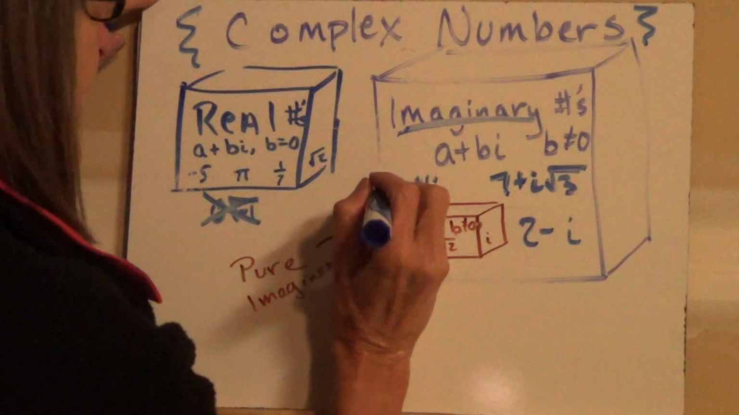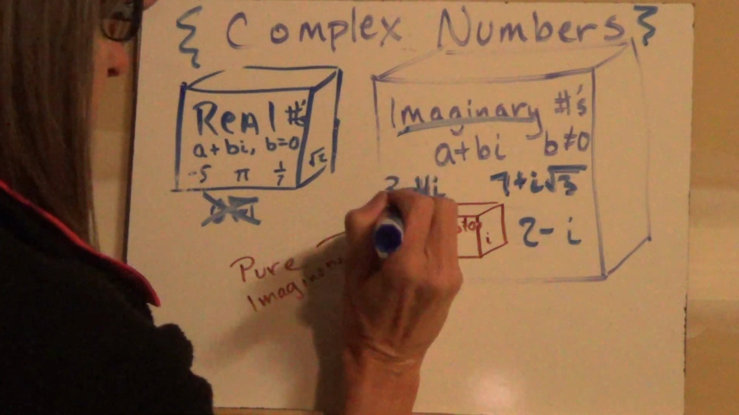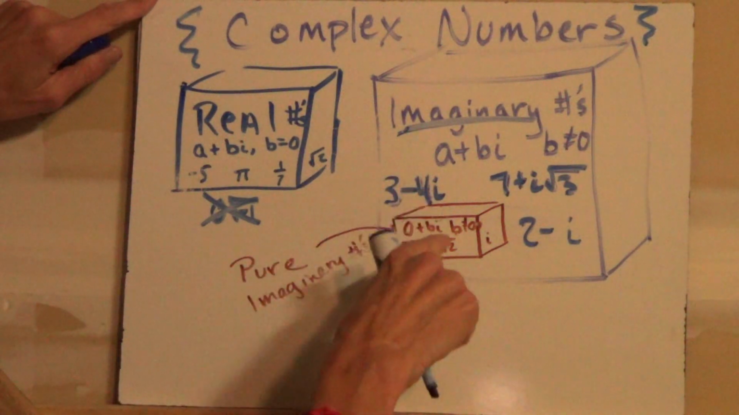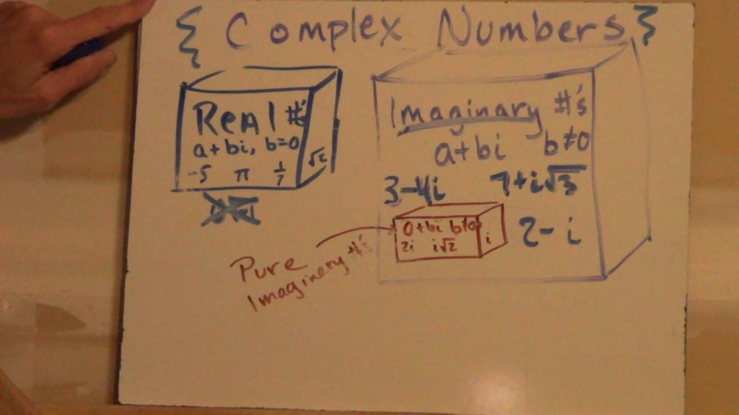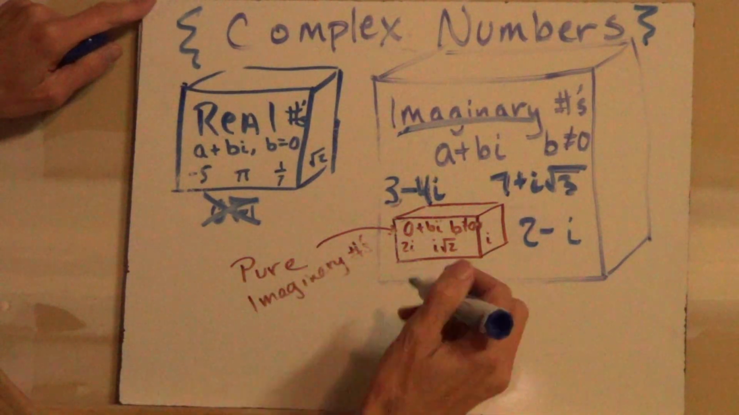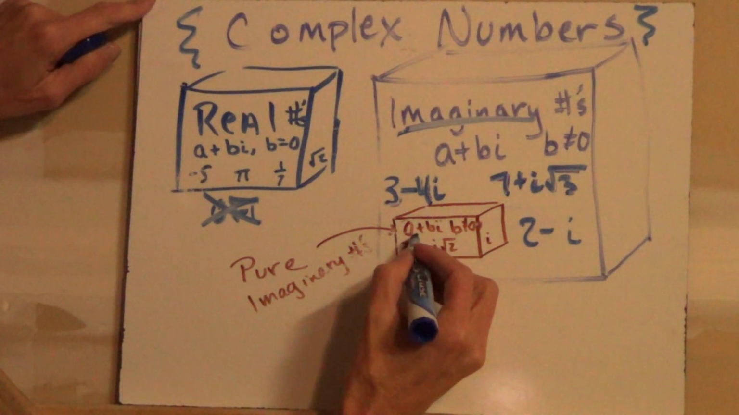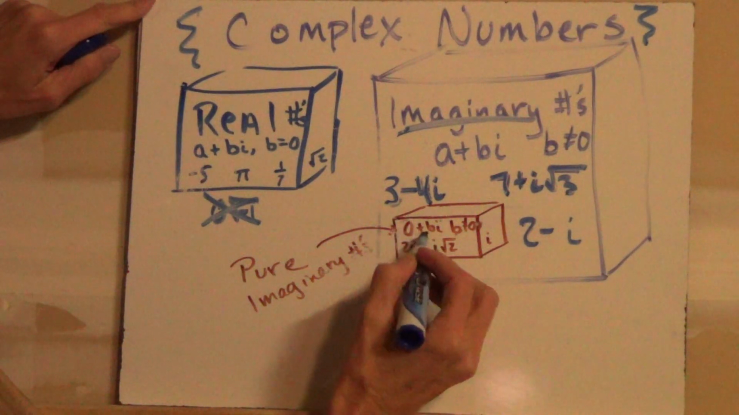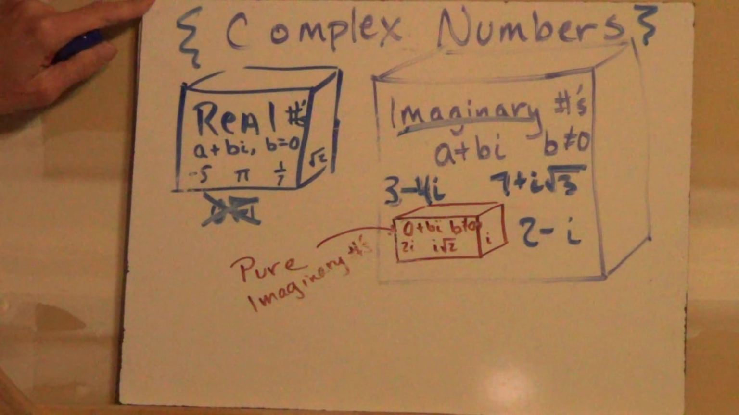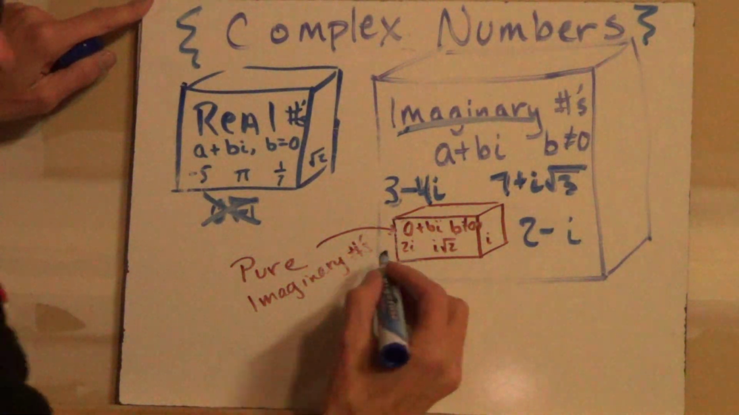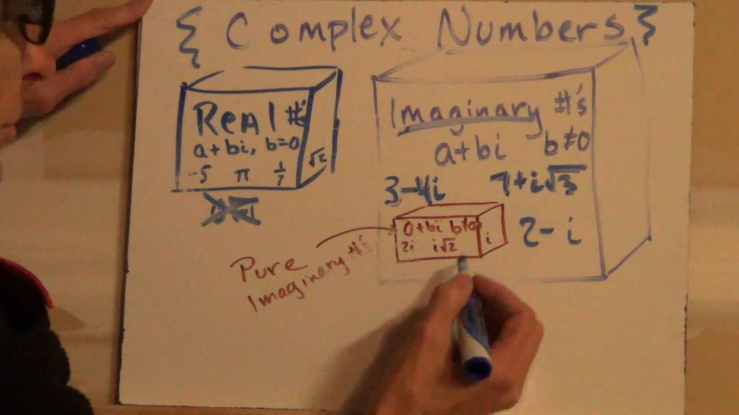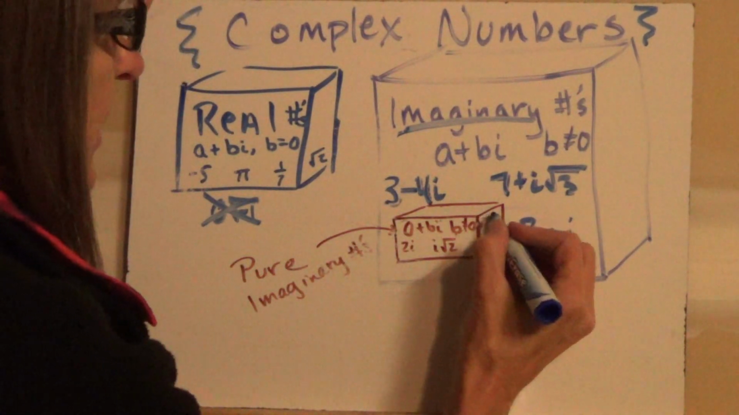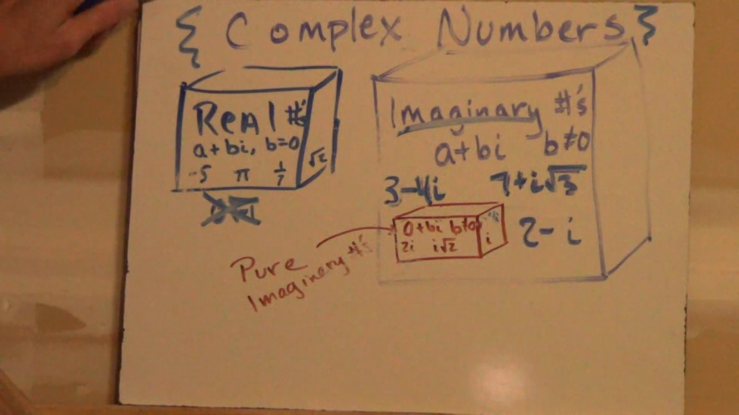Okay, in fact, this one should have been maybe like 3 minus 4i. Otherwise it would be a pure imaginary number, and it should be in here. Pure imaginary numbers means that the a value is equal to 0. So it's just a 0, and then your b value can't be 0. So this would be like 2i, i radical 2, what I had up there, negative 4i. That would be a pure imaginary. There's no real number to it.